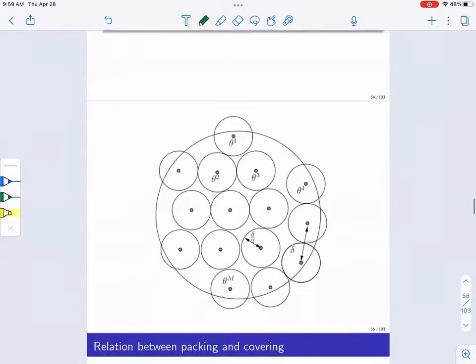So this is an example. M is the number, and basically they don't touch. If I put a ball of radius epsilon over 2 around every point, these balls shouldn't touch, because if they touch, then it means that the distance of the pair is less than epsilon.